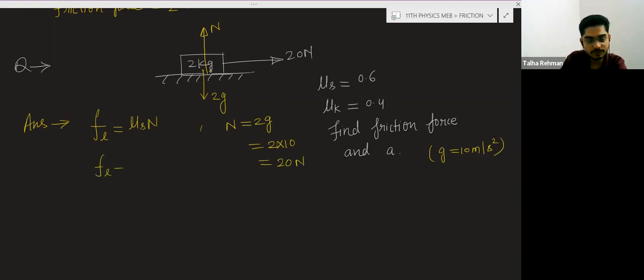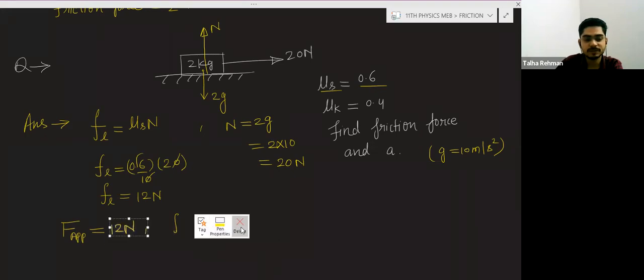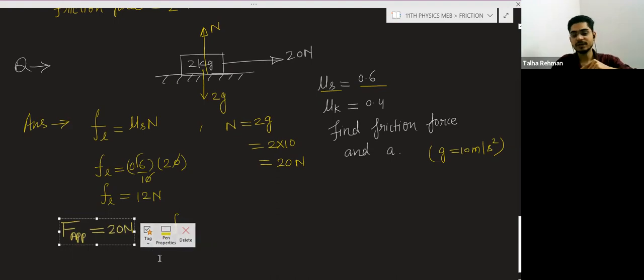So limiting friction force will be mu s into N. What is mu s? 0.6. This is 20, normal reaction. So limiting friction force will be 7.2. This will be 10, not 7.2, sorry. This will be 12 Newton. Now see, applied force is 20 Newton and limiting friction force is 12 Newton. Means this time this applied force has crossed the limiting friction force. Means this object will move.